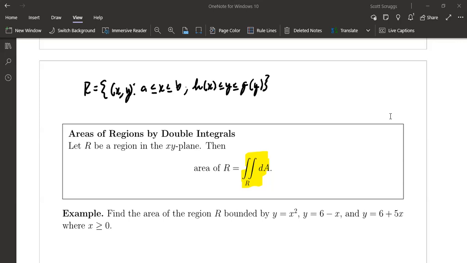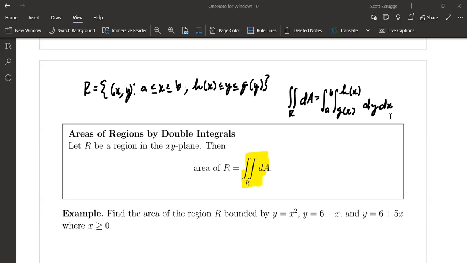If that is the case, then taking the double integral of my region, dA, using our formula, that's equivalent to integrating from a to b, integrating from g of x to h of x of just a constant 1, but the order will be dy dx.